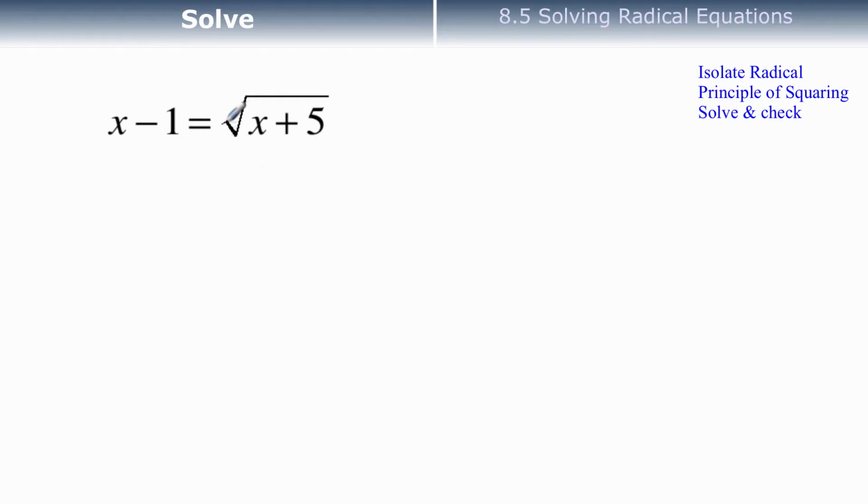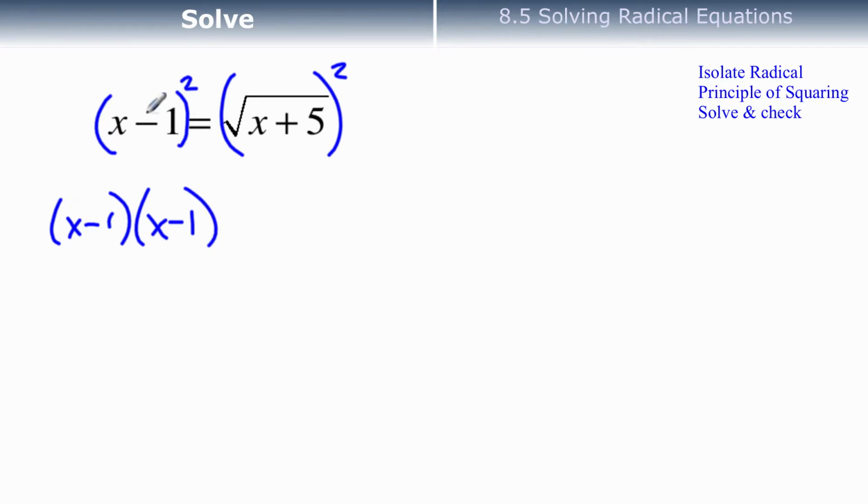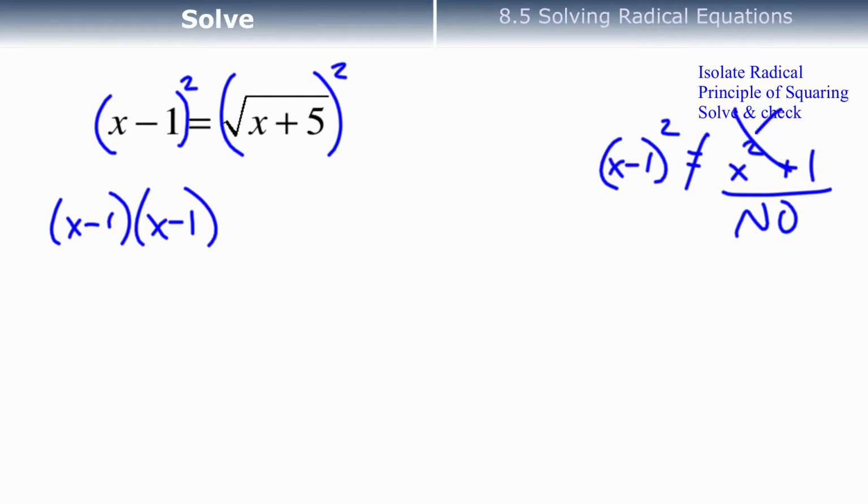We'll try it. Okay, isolate the radical. Done. It's on the side by itself. Squaring. Okay, let's square this. Oh, that's a binomial square, so I have to write it out like this. x minus 1 squared is not equal to x squared plus 1. No, stop, don't do that. Okay, so I'm going to have to FOIL that out.